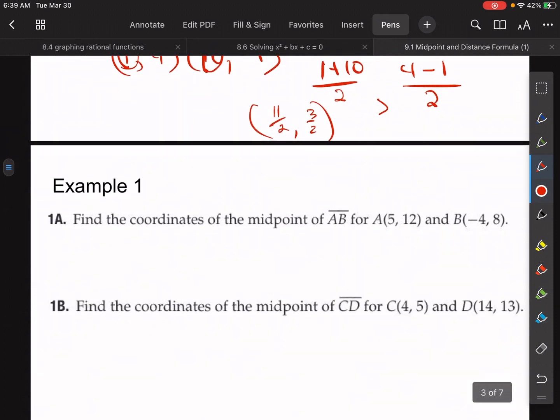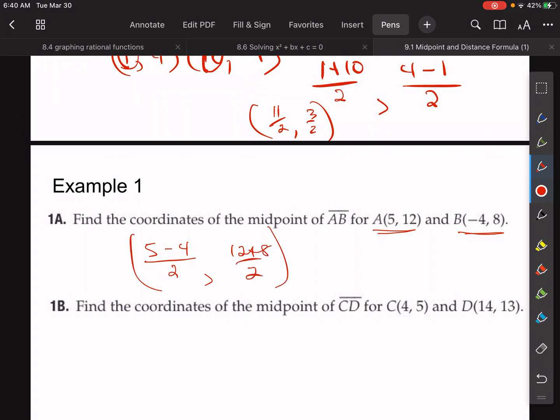So it says find the coordinates of the midpoint of AB if A is here and B is here. Okay, so again, same strategy. I'm going to take my x's, 5 plus -4, which is just 5 minus 4 over 2. And then the y's, 12 plus 8 over 2. And so that becomes 1/2. And 20 divided by 2 is 10. Okay, so there's your coordinate of the midpoint.